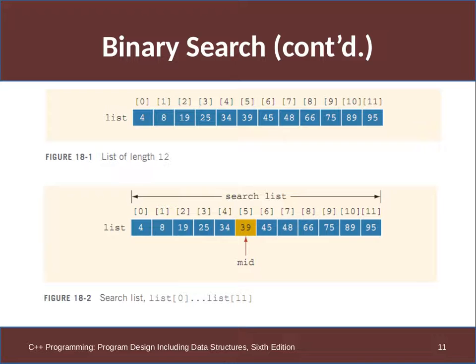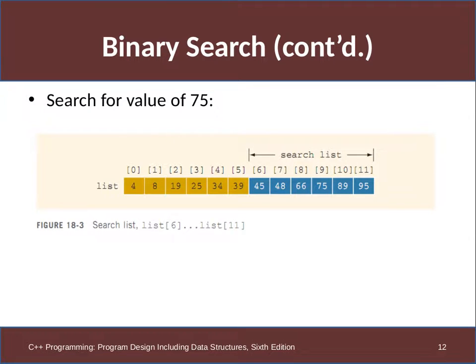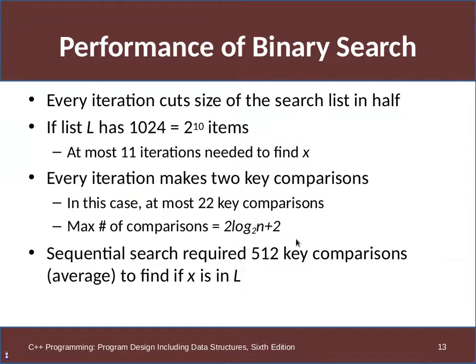Here's a good picture. Let's say we're length of 12. They don't tell you what you're looking for, but the middle is 39. If you're looking for the value 75, you know it's bigger than 39. Well, you've just eliminated half of the search space. So now we just need to search the other half.